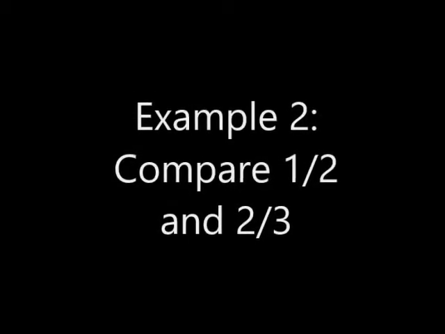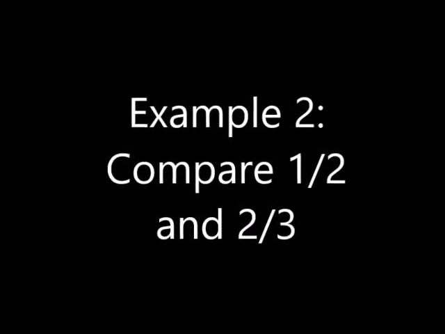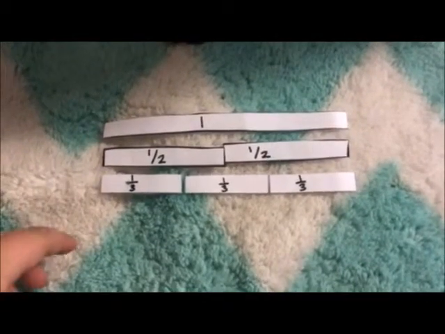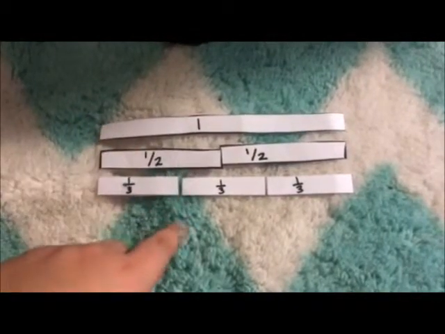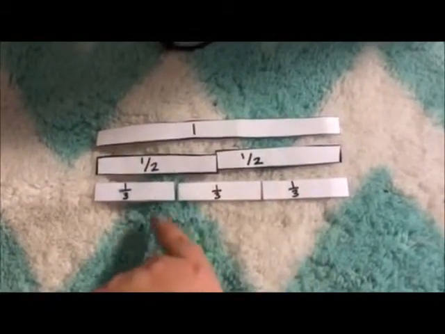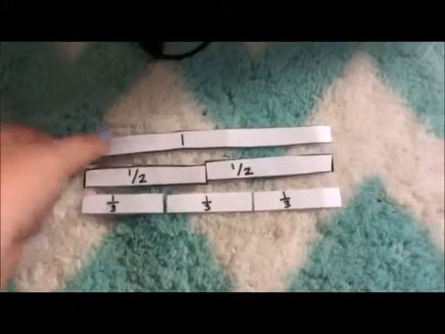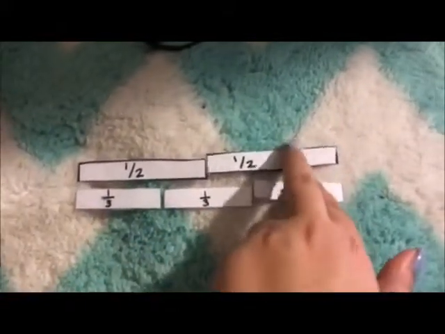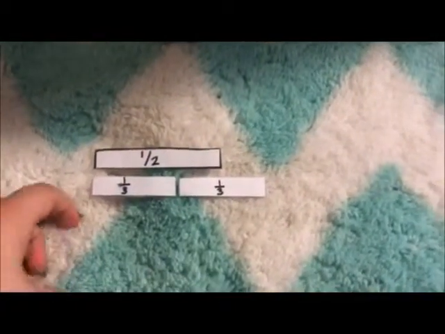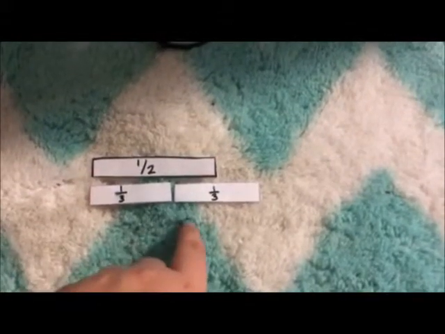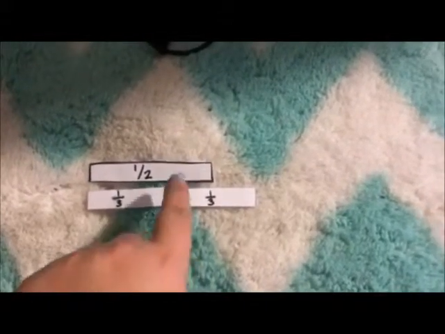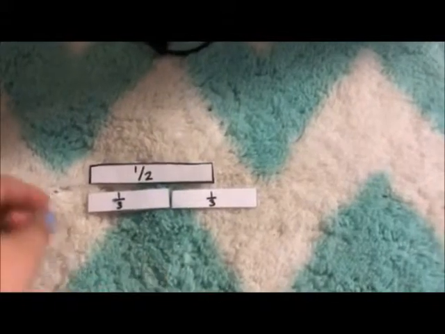Example 2. Compare 1/2 and 2/3. So we're wanting to compare 1/2 to 2/3, and so I've grabbed the whole so we can make sure that we're doing it by the same whole, and it looks like that we are. And so we're comparing 1/2 to 2/3. And so to do this, we need to have a common denominator, because even though we can see that 2/3 is going to be bigger than a half, we want to just make sure.